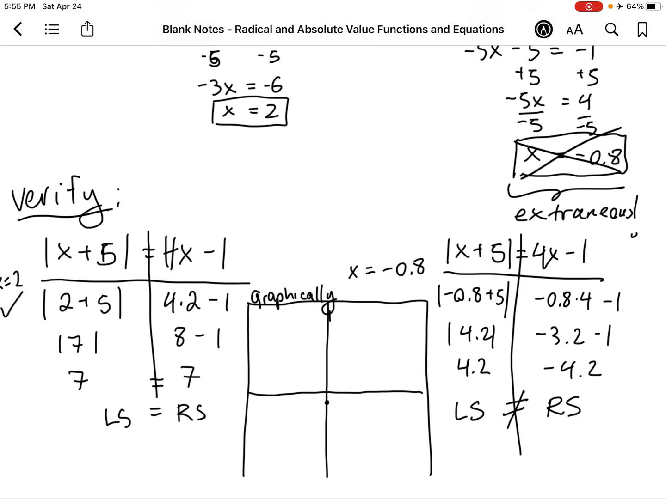So I'm just going to do a rough sketch because I just want to get a sense of what's going on here. It's a pretty steep slope, so let's say it looks something like that. Okay, so that's y equals 4x minus 1. Now the other one is the absolute value of x plus 5. Normally, a y-intercept of 5 and a slope of 1 would look like this, right? So you can see there's one intersection point, and that must be where x equals 2.